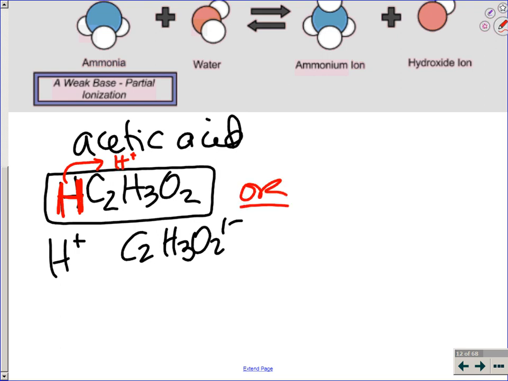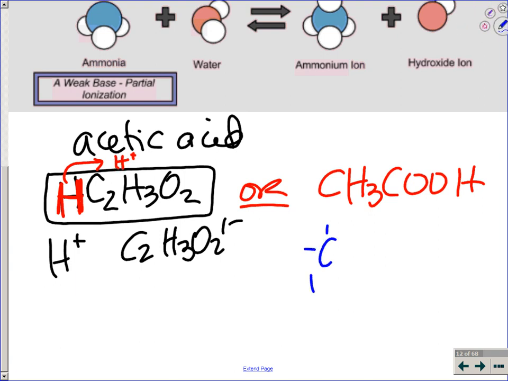Or there's an alternate way to write acetic acid, and it's CH3COOH. Okay? Count them up. How many C's? How many H's total? 4. How many O's total? This is acetic acid, but where is the acidic hydrogen? At the end, because what this actually looks like is CH3, C double bond O, OH.